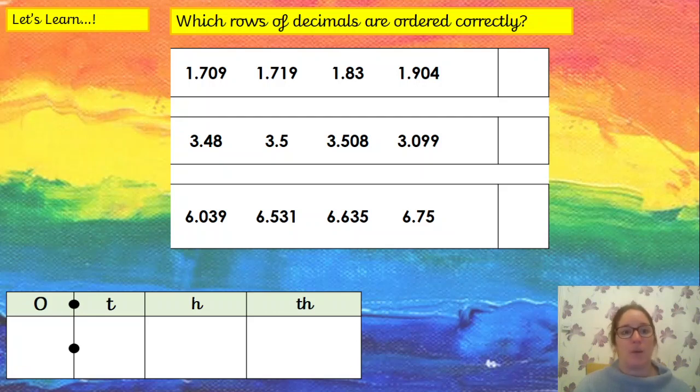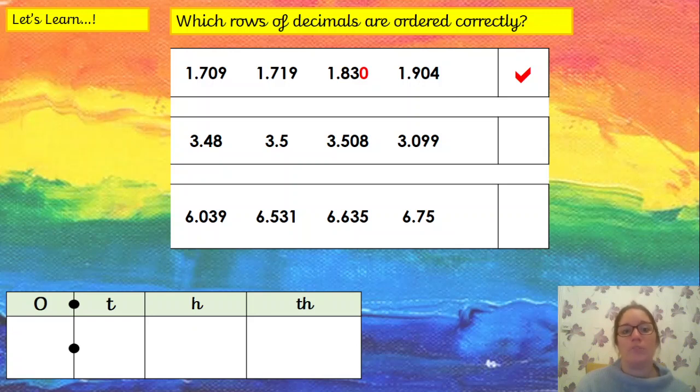Okay, so the first one, we've got 1.709, 1.719, 1.83 and 1.904. Are they in the correct order? They are, because we can see that our 1.83 is the same as 1.830, but because it hasn't got any thousandths, there's just not a digit there, so we can add a 0 but we don't need it. It's just there to remind us.